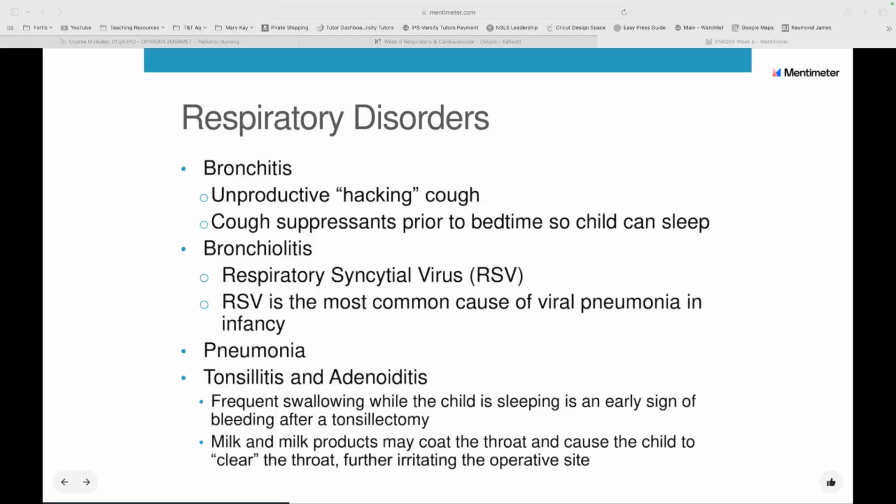Also, don't give things like red popsicles. That's going to mask bleeding. So no red juices, no red popsicles, no milk products afterwards.